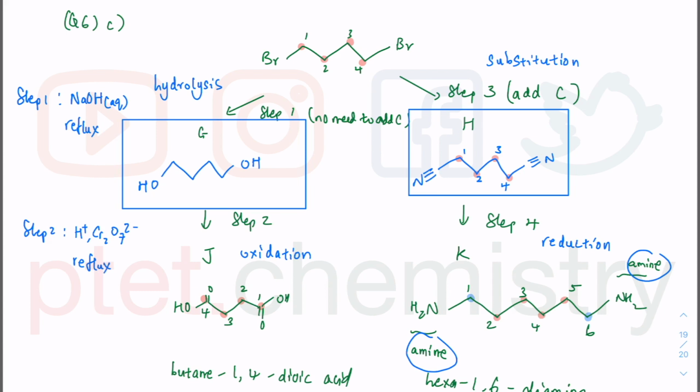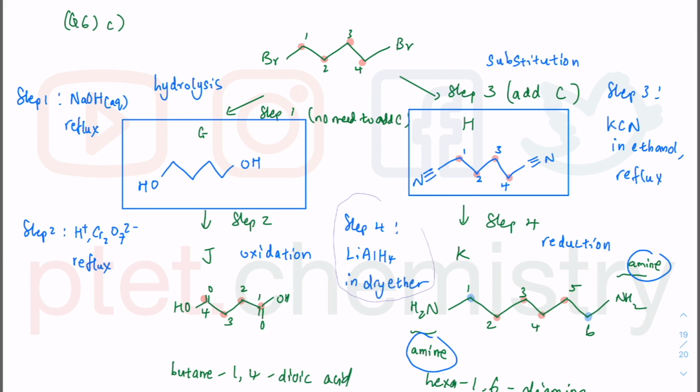For step 3, nucleophilic substitution with CN-. So what I need is KCN or NaCN in ethanol. And I would need to reflux this reaction mixture. Okay. For reaction 4, this is reduction of nitrile to amine. So I need lithium aluminium hydride, and this is to be used in dry ether as lithium aluminium hydride is very sensitive to water. So we always use it in dry ether, and we can reflux this as well.